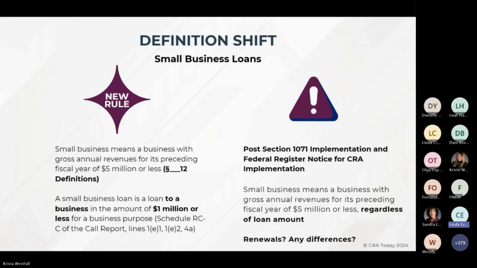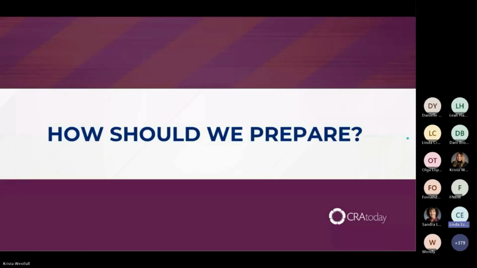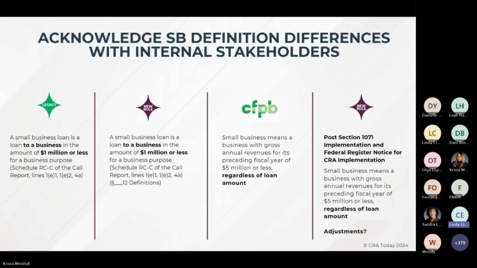So we'll go to the next slide. Let's just talk about the things that we can control. So how should you prepare? Okay, so this slide is just a quick slide that you might want to adopt or adapt and provide in your training. This just shows where we're at today, how we define small businesses, with a new rule until we move over to how the CFPB defines small businesses, and then post, where there might be adjustments.